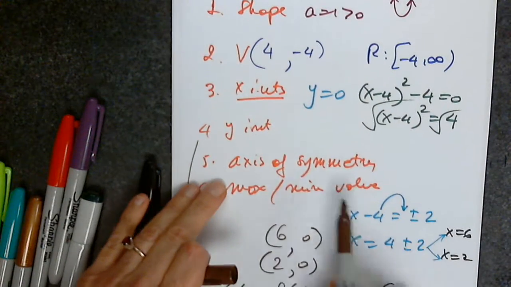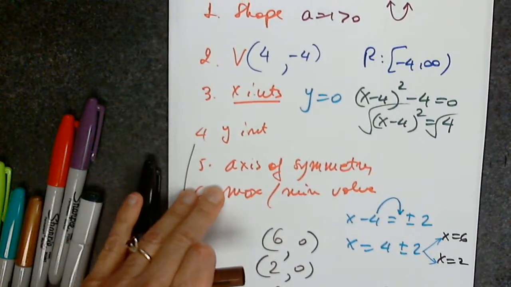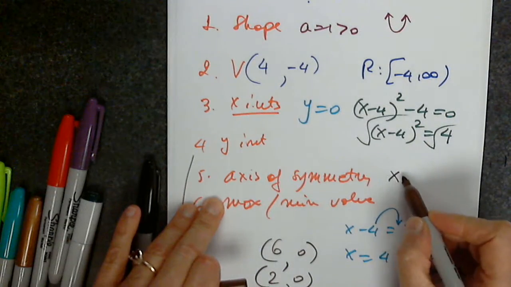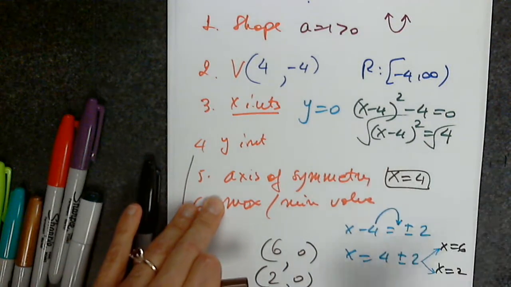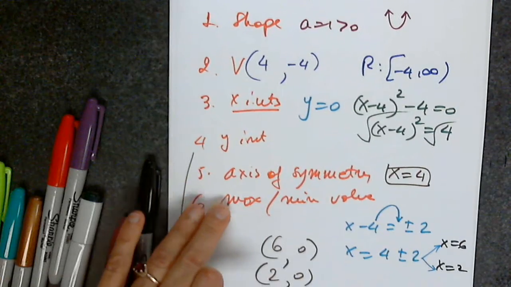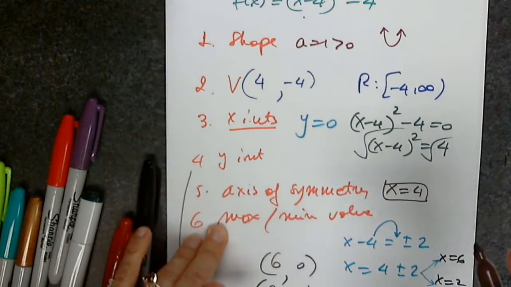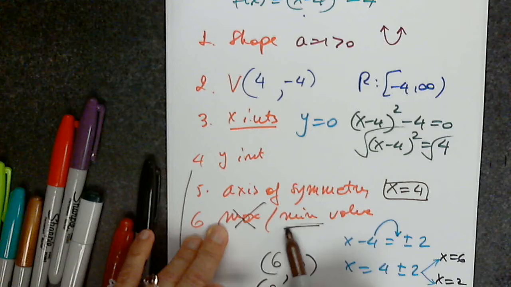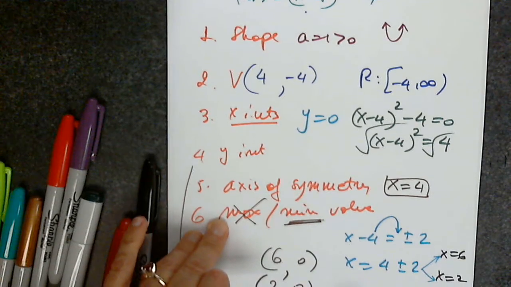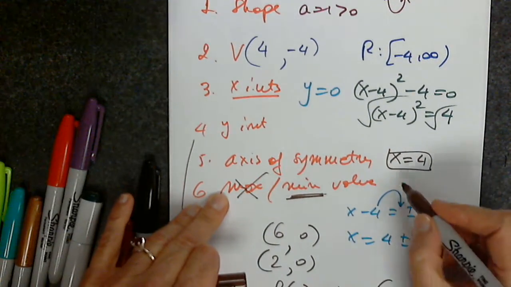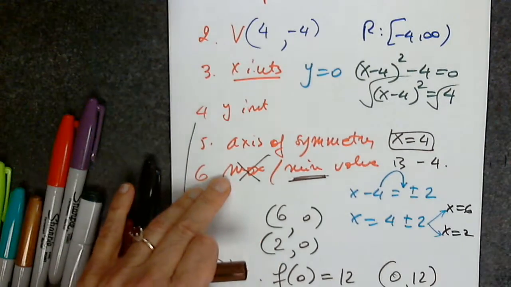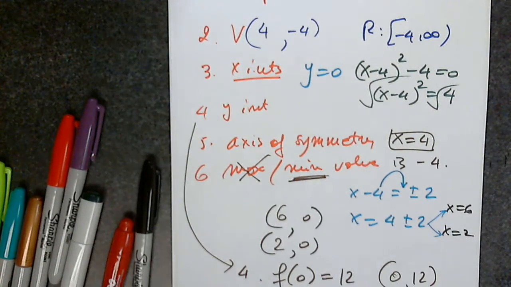The last 2, 5 and 6, I can even add them in here. They're just words. The axis of symmetry has to be a vertical line, x equals 4. Have to write x equals 4. What is the maximum or the minimum? We already established is not a maximum but a minimum. So what is the minimum value of this function? Right, is negative 4, or y equals negative 4.